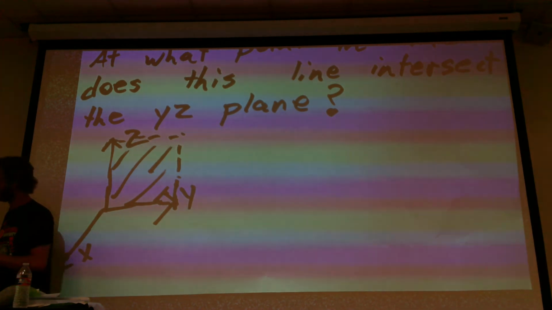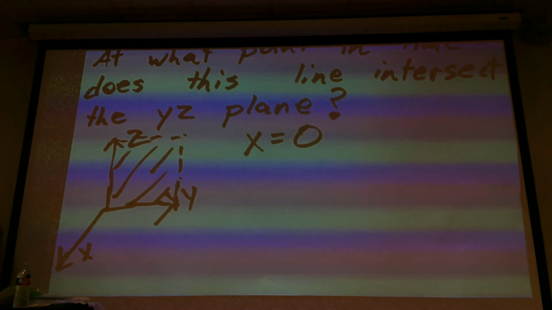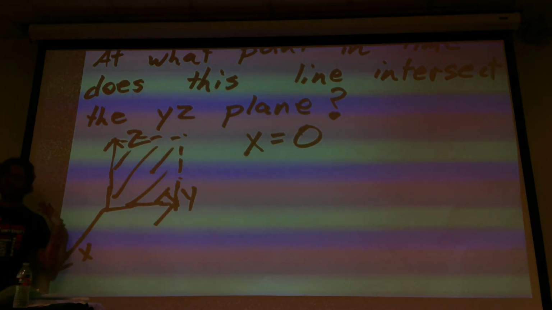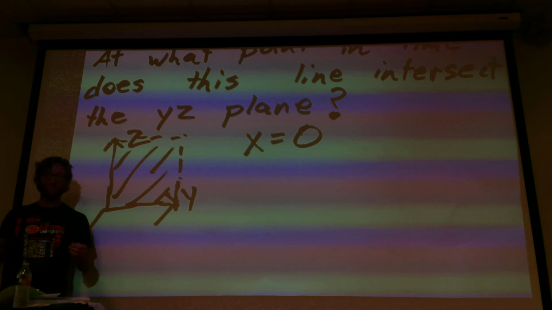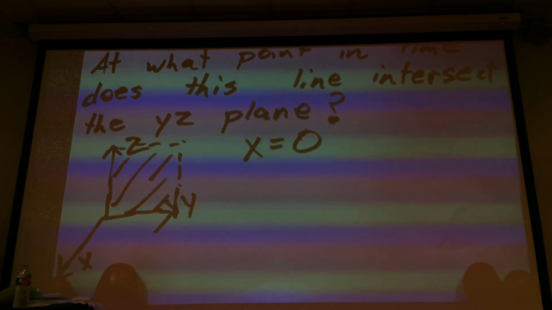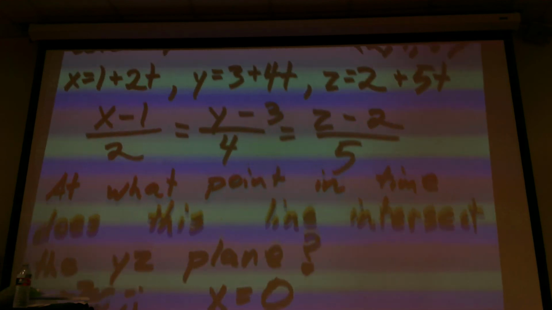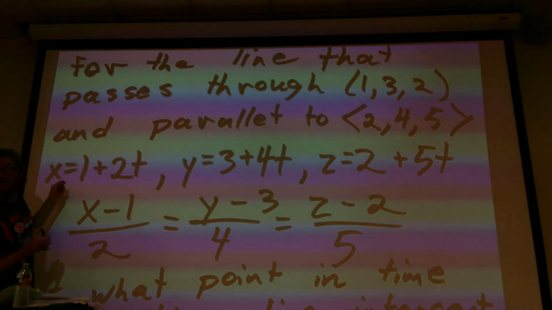So how would we characterize something like this? Well, X is going to equal 0. So it doesn't come out into the X dimension at all. It doesn't go backwards at all. So it's just characterized by X equals 0. So how am I going to figure out at what point in time X equals 0? And actually, this is why I prefer the parametric equation form, because you can plug 0 into that.